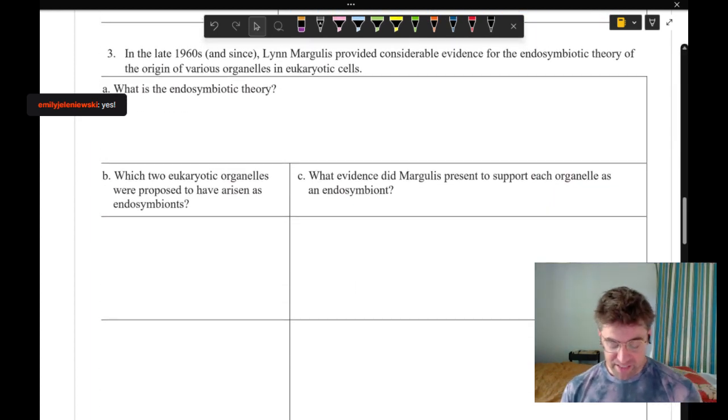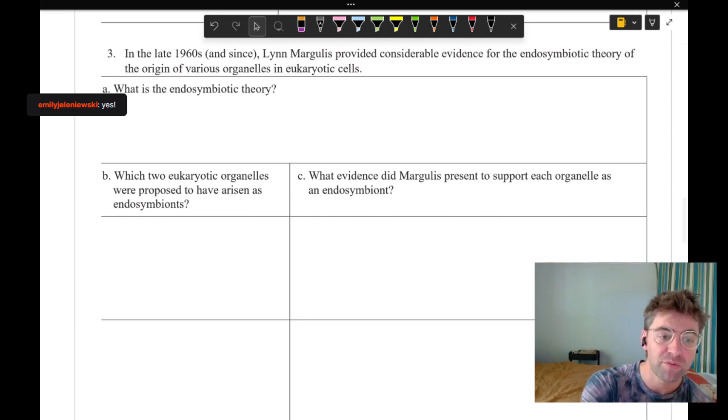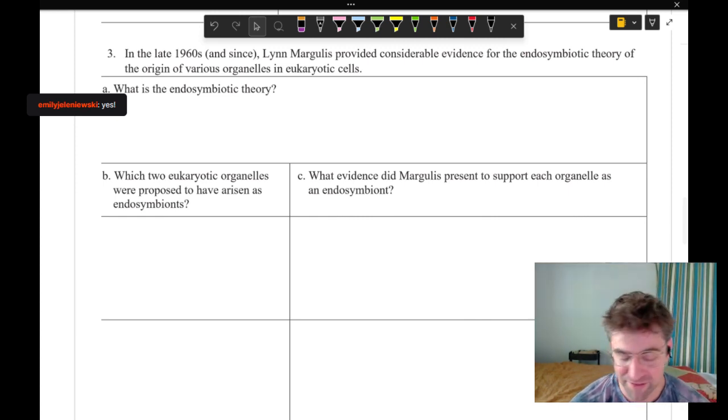In the late 1960s and since, Lynn Margulis provided considerable evidence for the endosymbiotic theory of the origin of various organelles in eukaryotic cells. What is the endosymbiotic theory? Kind of touched on this, but this is the theory that proposes that eukaryotic cells, eukaryotes like you and me, originated when ancestral prokaryotes, most likely an archaeal species, archaea are more closely related to eukaryote than they are prokaryotes, but we'll get there.